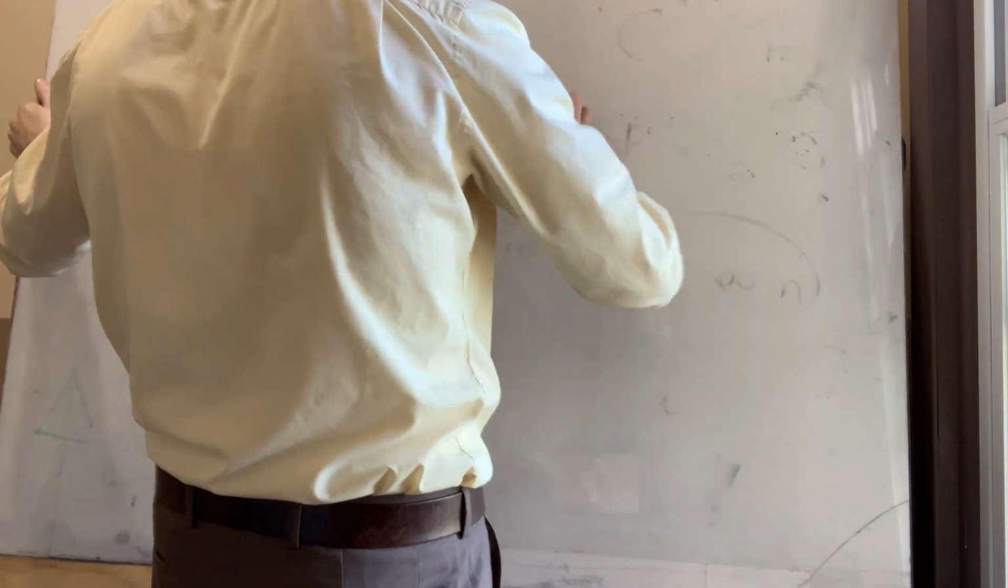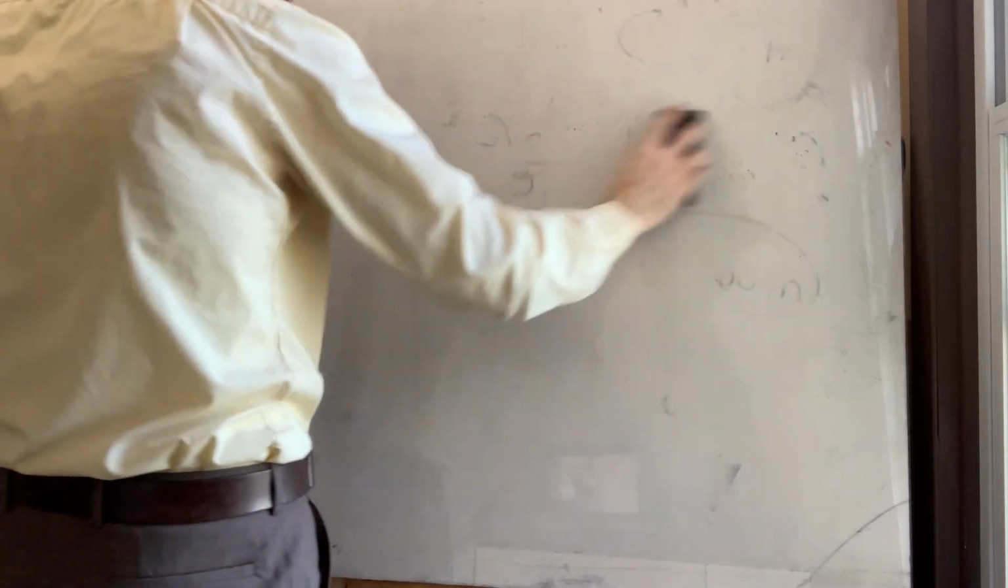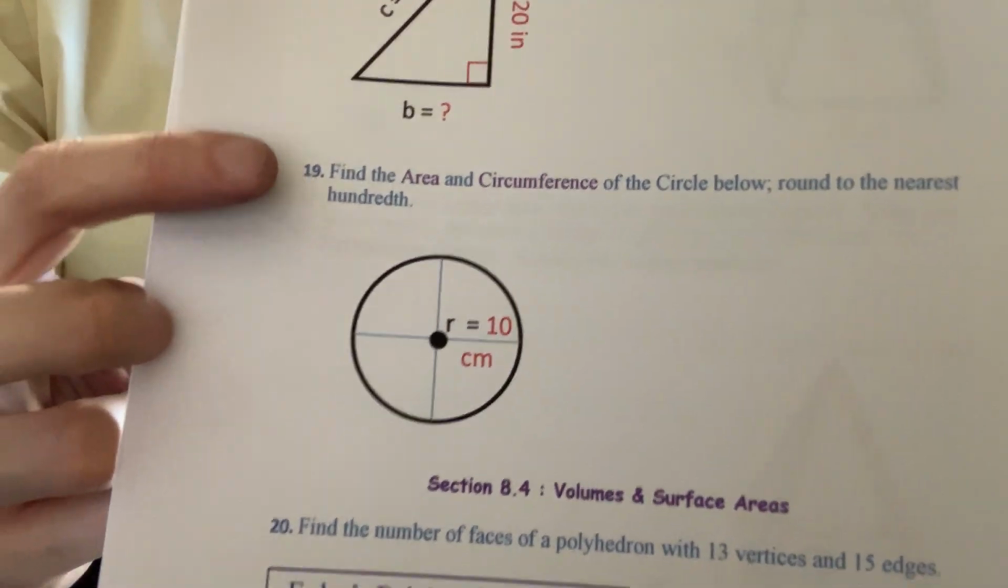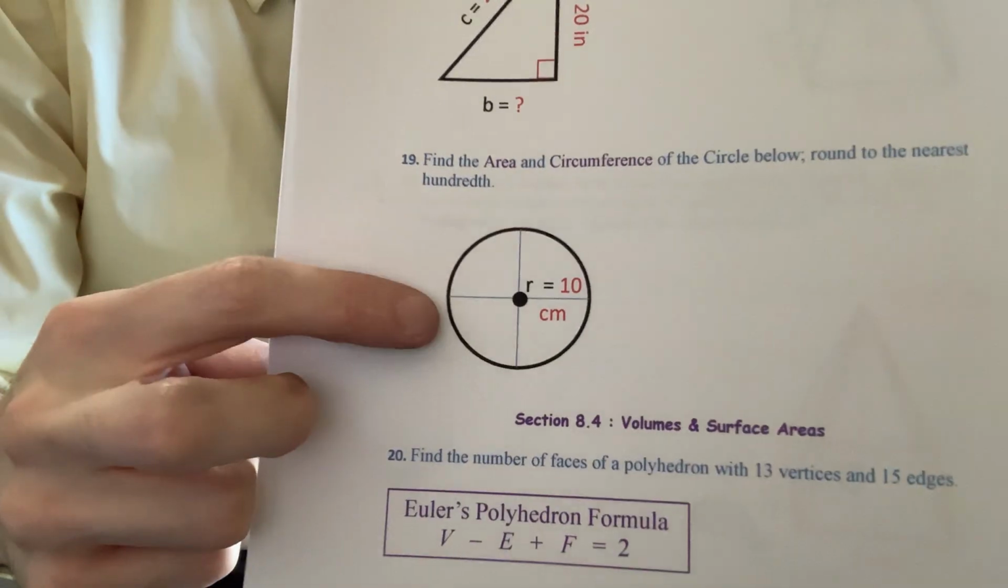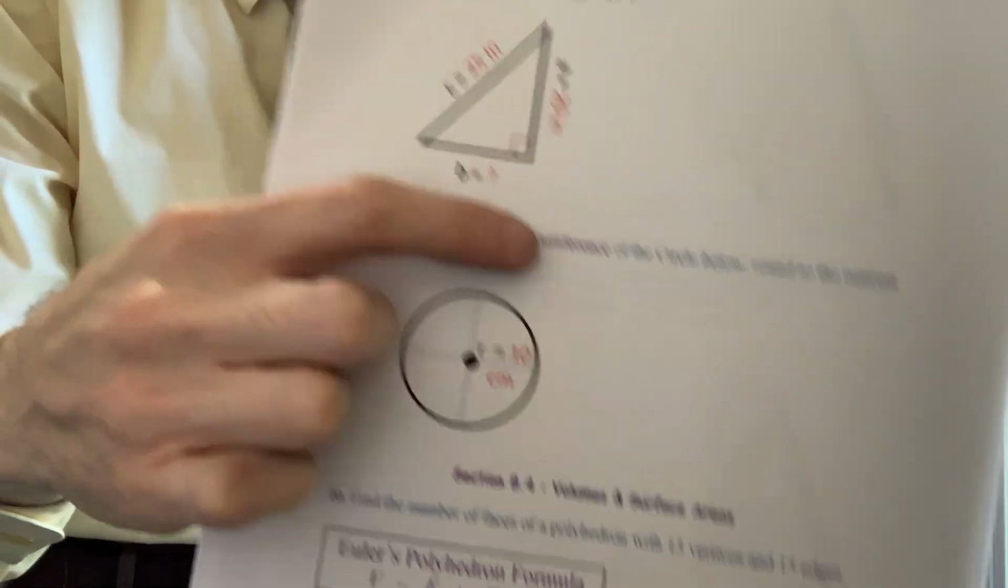The circle problem is similar in that it is asking for an area and a perimeter. This is problem 19. Given this drawing, find the area and the circumference. Remember, circumference is the preferred phrase when we're talking about the distance around the circle.